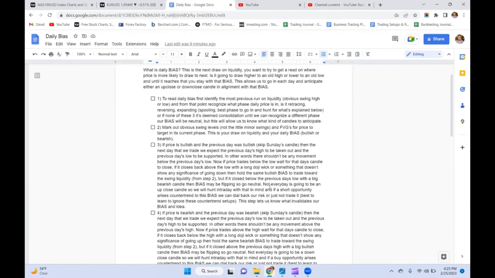so go neutral. Not every day is going to be an up close candle, so we will hunt intraday with that in mind. And if a short opportunity arises counter trend to this bias, we can dial back our risk or just not trade it. Best to learn to ignore these counter trend setups. This step actually lets us know what invalidates our bias and ideas.